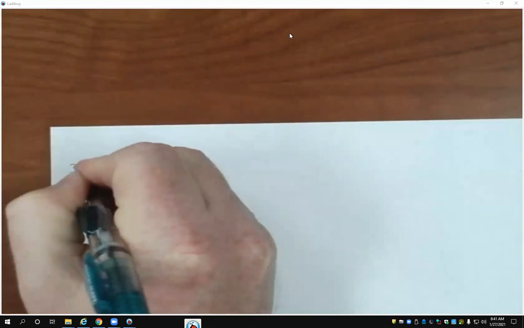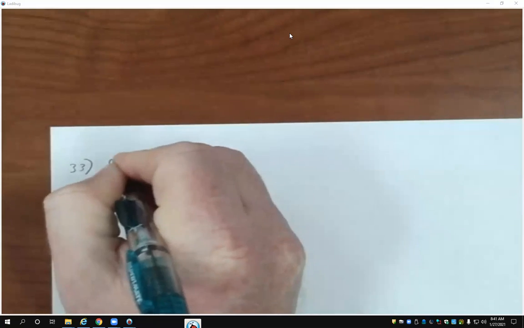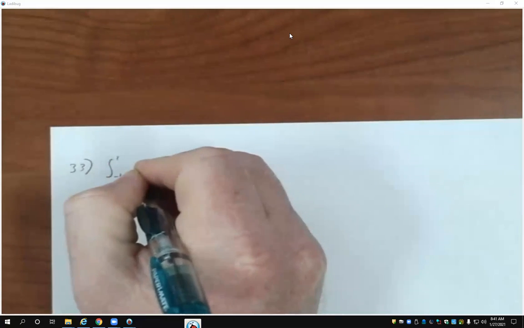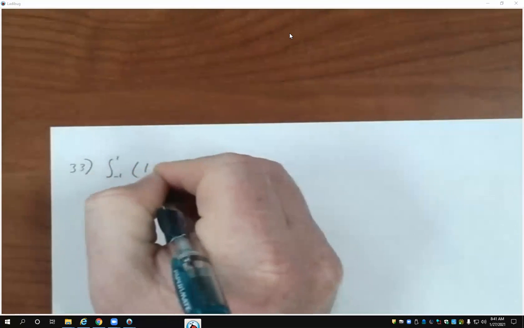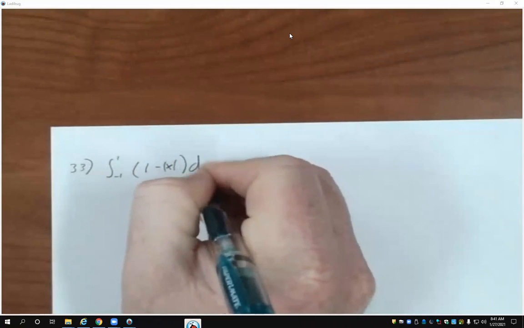Do I have any questions on assignment number 6 out of the book there? Can you work out number 33? Yep. All right, so 33 says the integral from -1 to 1 of 1 minus the absolute value of x dx.